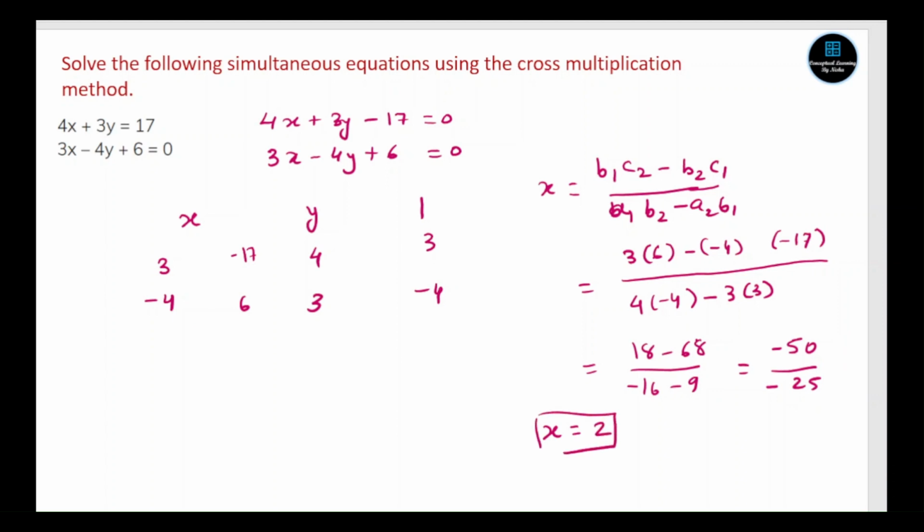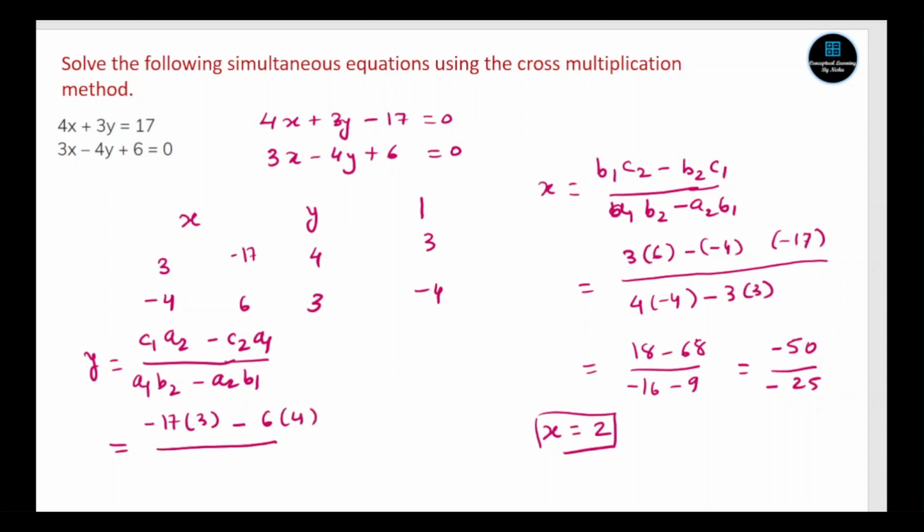Alright. And the same way we have to find the value of y. So y equals to, you have to write the formula again. So it is c1 a2 minus c2 a1. Denominator remains the same, so a1 b2 minus a2 b1, and then substitute the values. So you have to do the cross multiplication, right? So what you will get: minus 17 into 3 minus 6 into 4 upon, I have this value, so I am just writing that as it is. I am not writing this again, okay?